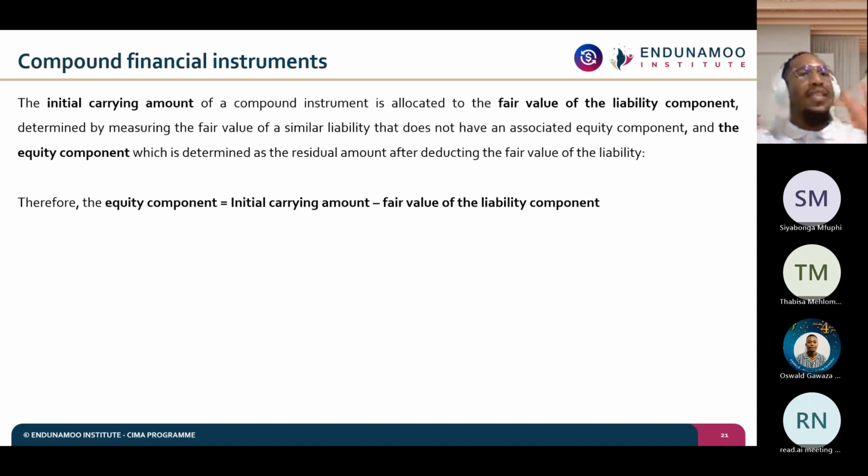This is essentially what the standard is saying. It's saying the equity component is the initial carrying amount, which is the asset, minus the liability, which is the fair value of the liability component, gives you the equity component. So that's how you will then determine your equity component. Any questions on this before we take a quick example?